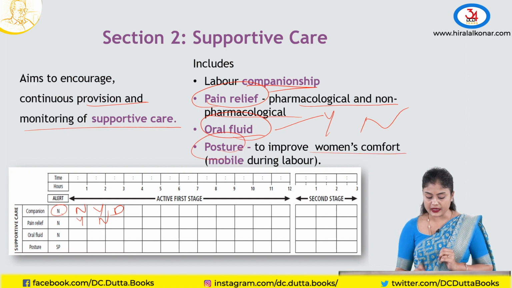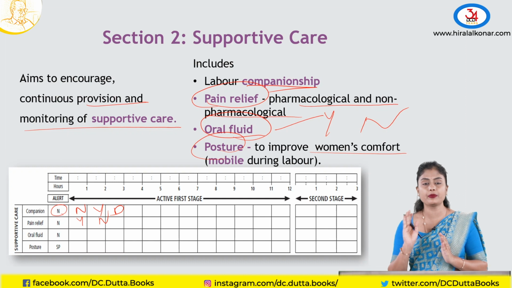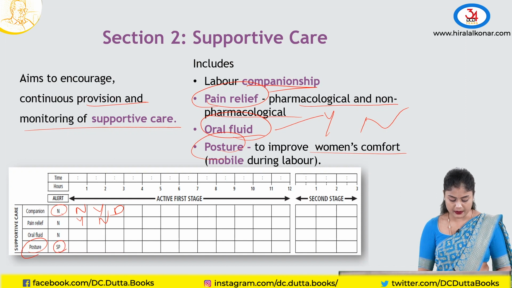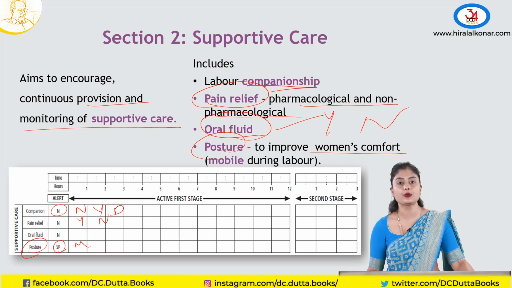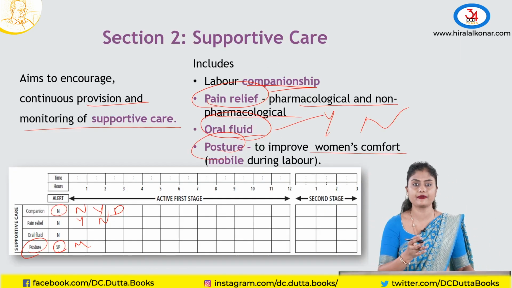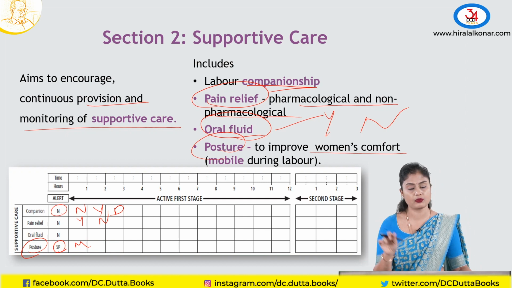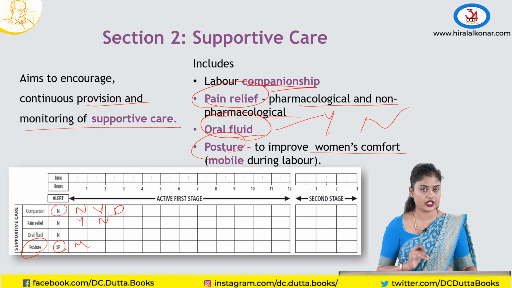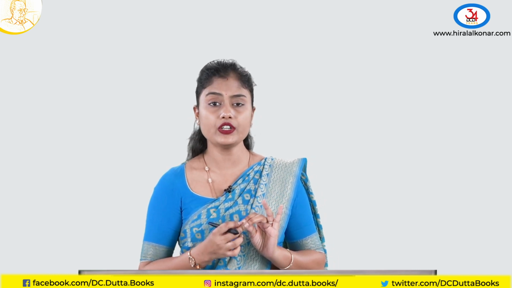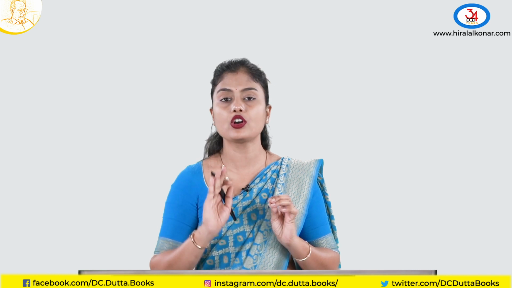Posture, to improve the women's comfort, you always ask her to mobilize, and as we all know, the more they walk, the faster is the delivery. Posture, whether it is supine posture or mobile. SP denotes a supine posture and M denotes mobile, that she is actively mobile during her first stage of labor. If she is not able to move, then she can be supine, definitely. But if she has the energy to go around or move during labor, walk, then you should always encourage her to walk. So finally, section 2 has companion, pain relief, both pharmacological and non-pharmacological, and oral fluids, whether you are allowing her orally or no, and then posture of the patient, whether supine posture or she is mobile.